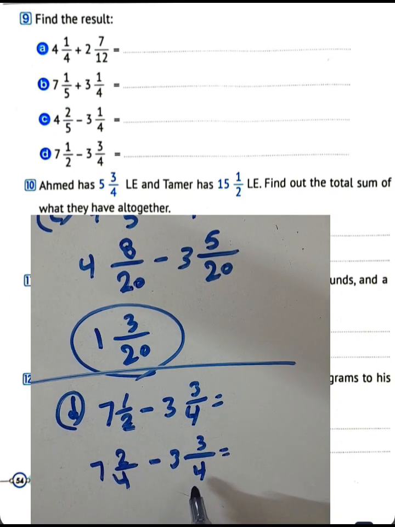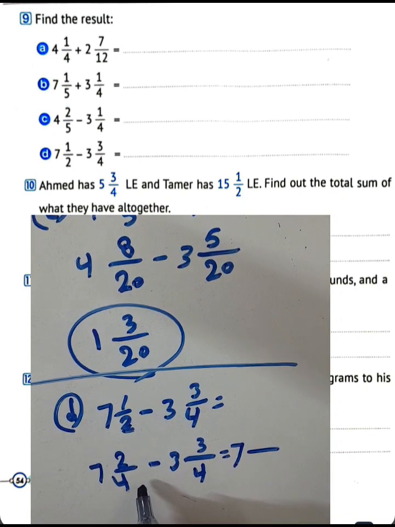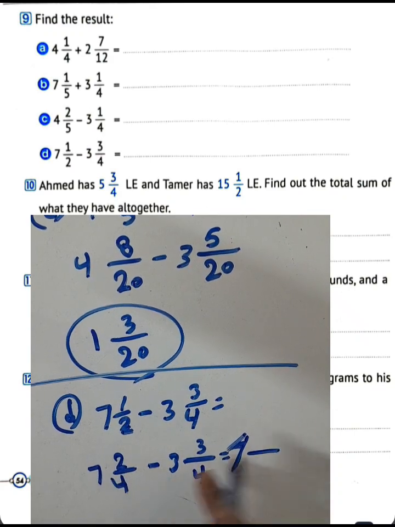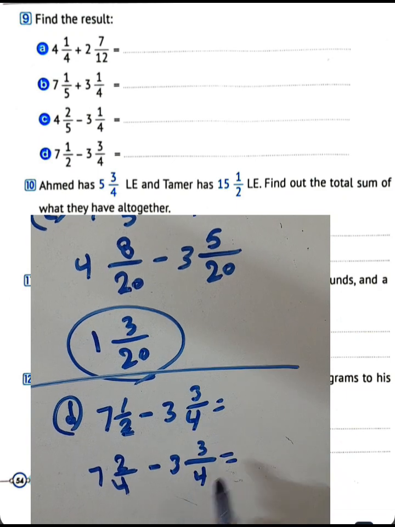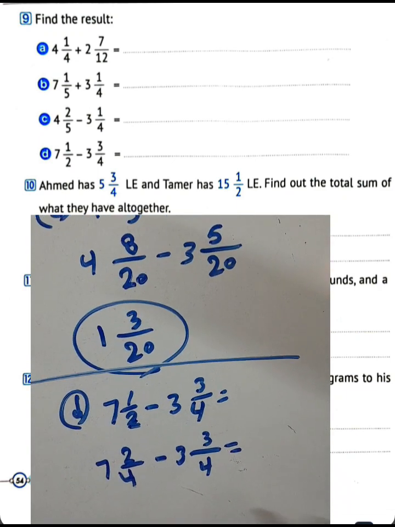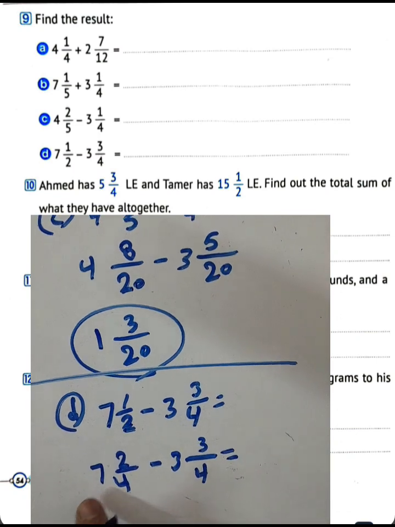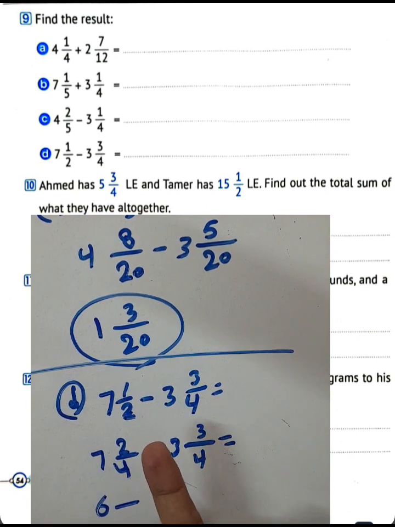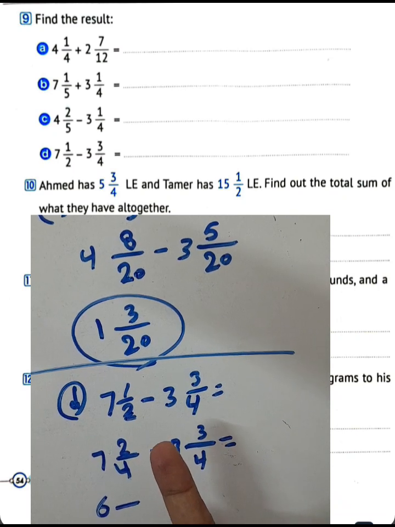Next step, find the difference. Write 7 here, and 7 minus 3 equals 4. 2 minus 3, no, we can't do it. So we must borrow 1, because 2 minus 3, we can't do it. Okay, don't write negative 1, okay? You must take 1 from 7. 7 will be 6. And 1 equals 7 over 7, or 4 over 4.